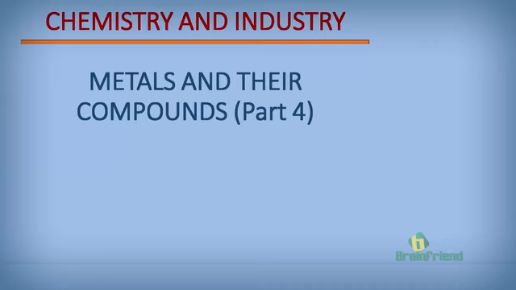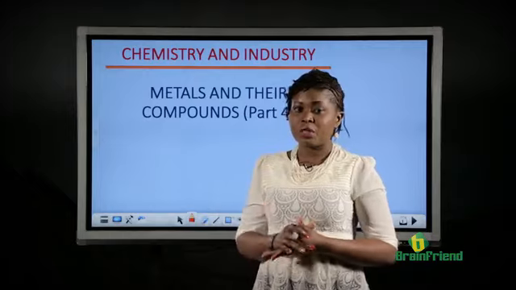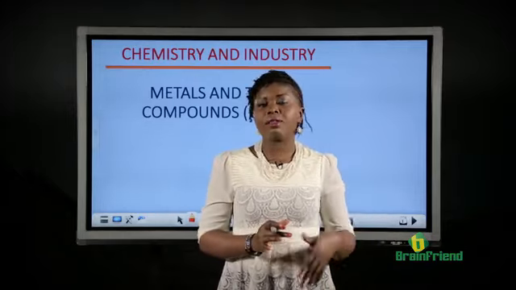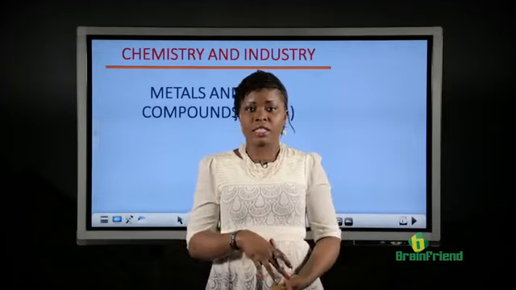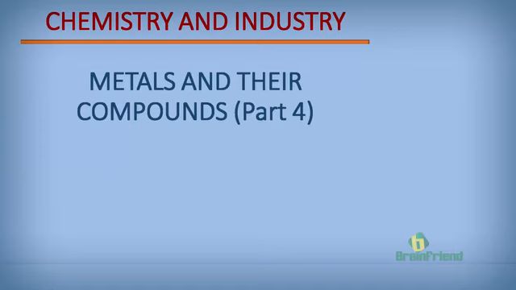In this lesson, we'll be looking at the theme chemistry and industry, and we'll be looking at the topic metals and their compounds, part 4. We've gone through parts 1 to 3 where we talked about the metals, the group 1 elements, group 2 elements, and in this lesson, we'll be talking about the group 3 elements.